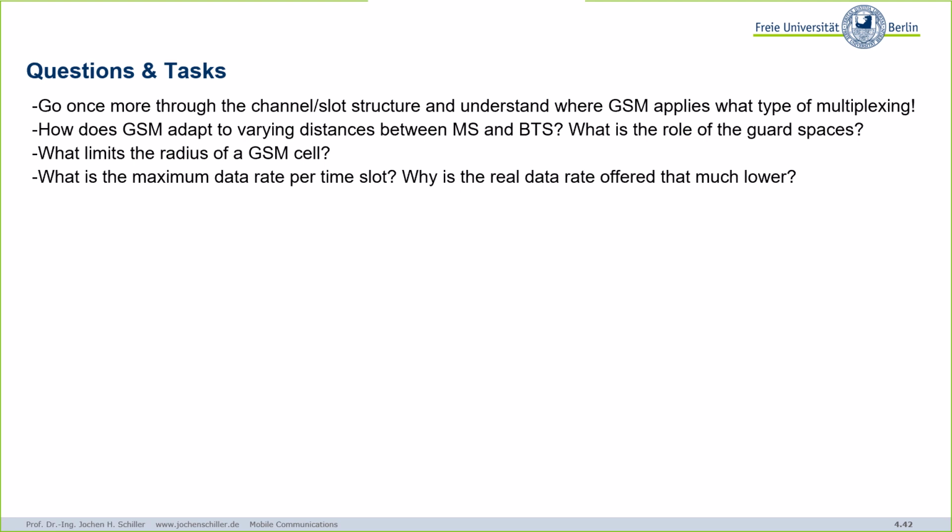Okay, so you should understand the ways where and how we multiplex, and then also to understand how GSM adapts to distances.